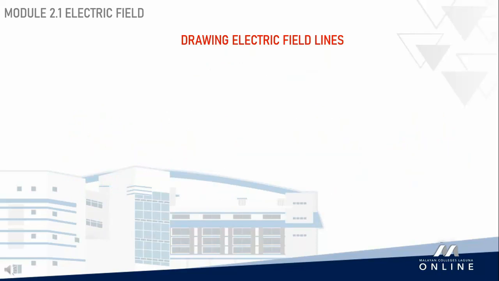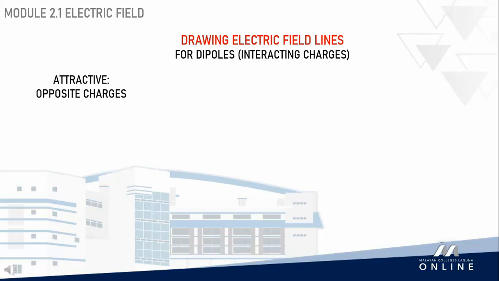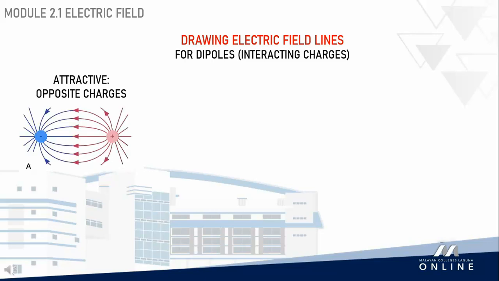In the case of dipoles or charges that are interacting with one another, we have to determine first whether the charges are attractive or repulsive. There are 3 possible ways on how we can draw dipoles. Number 1 is attractive, where positive charge attracts negative charge. Again, the arrows for negative charge are represented towards the charge, while away for the positive charge. We can simply combine these two to present attractive forces between them.